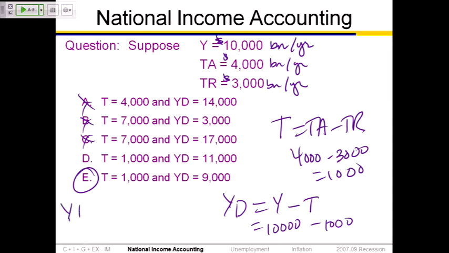Another way to do it is just remember income plus transfers minus taxes. That's how I like to do it. Income plus transfers was 10 plus 3, which is 13, minus the taxes of 4, also gave me 9,000, which got me to E. All right, you know how to do those things. They're pretty straightforward. Fingers and toes, count your nose, it'll never be more than 21.